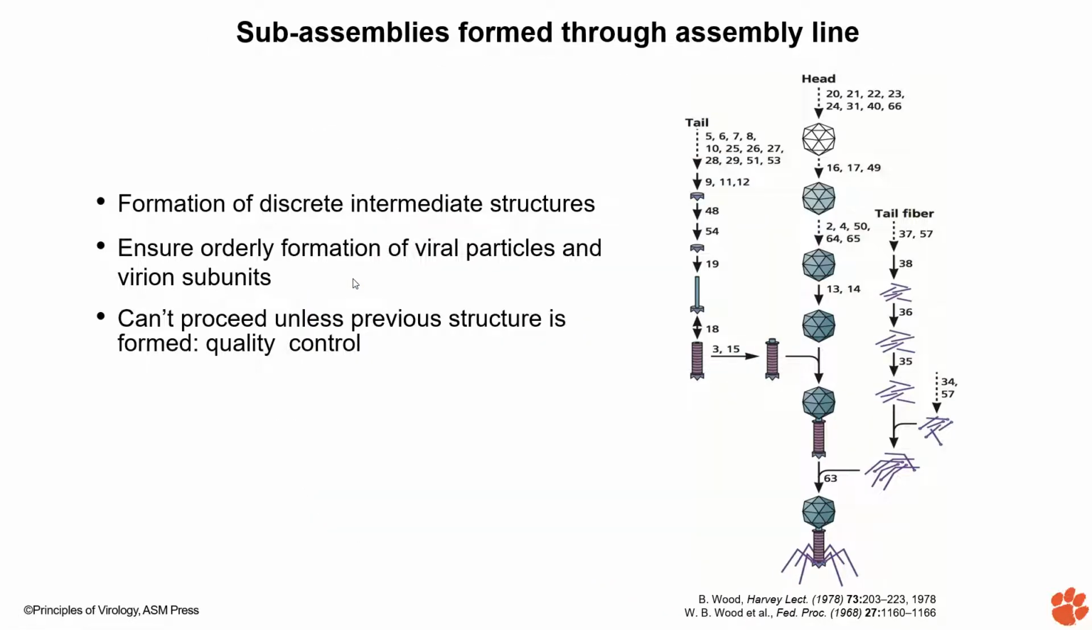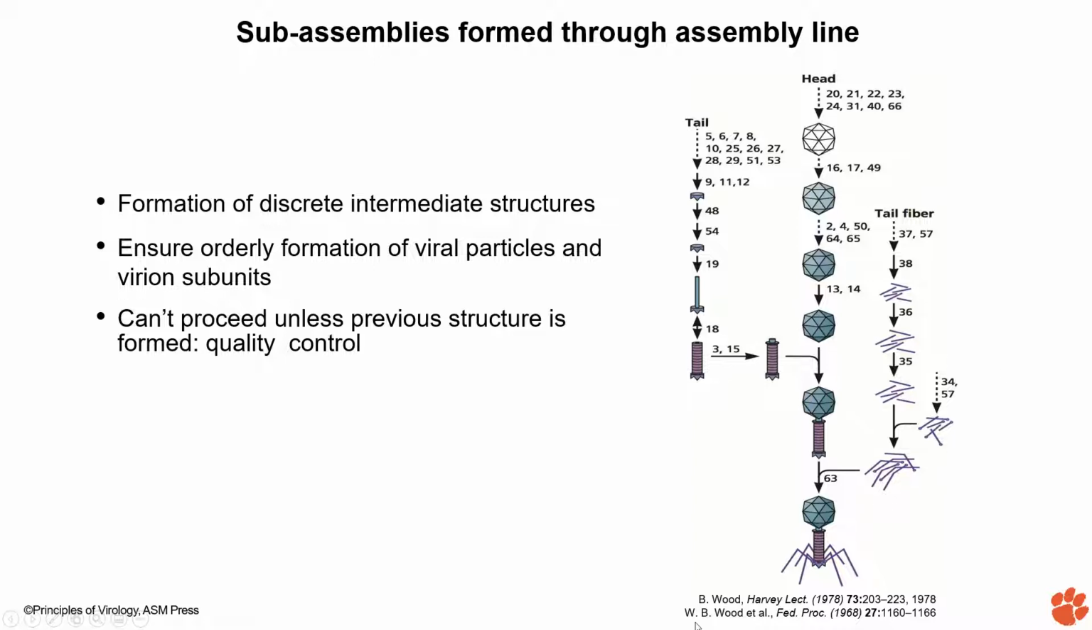All right, so here what we are looking at is that the sub-assemblies are formed through an assembly line. You can easily imagine how complicated that process is. There is formation of discrete intermediate structures, and you cannot jump a step. They must go step by step. So when you're making the head or the tail fiber, it must go through sequential sub-assembly. It cannot proceed unless the previous structure is formed.